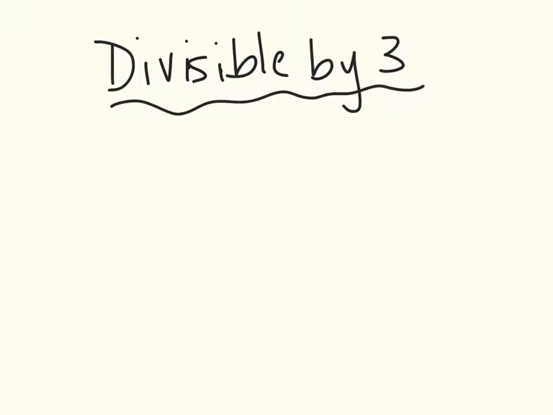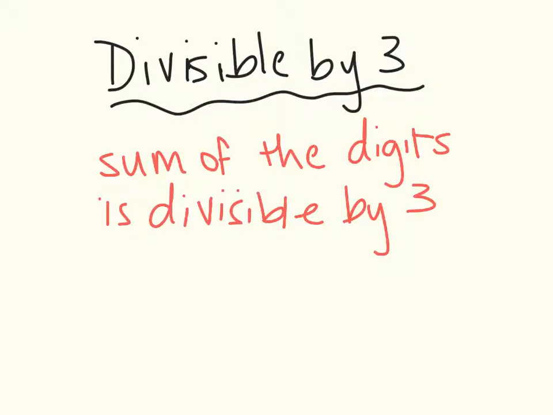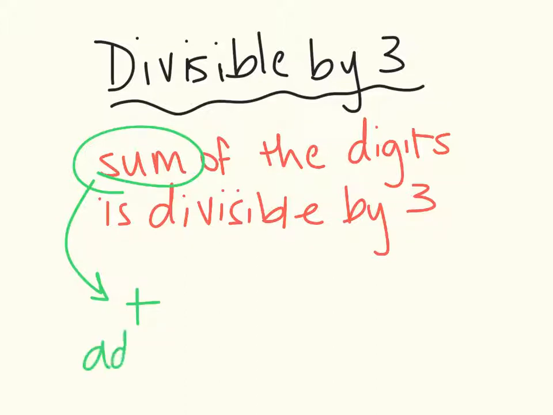And there's one main rule when thinking about is a number divisible by 3. And what that is, the sum of the digits is divisible by 3. So let's break this apart. The word sum means that we are adding. Okay, so we have an addition problem that's going on. Digits. The digits are the numbers that make up a specific number.